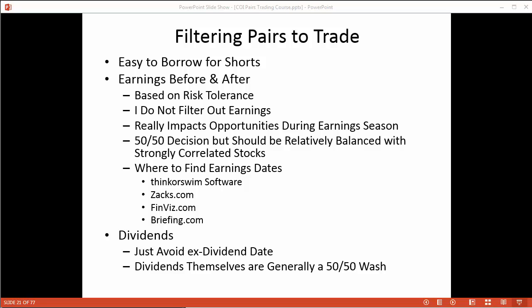So in general, I don't really worry about dividends either. The main thing I do worry about is the ex-dividend date. So I don't want to place a trade on the ex-dividend date. If I'm not in a trade and the ex-dividend date comes up and I have a signal, I'm going to ignore the signal because of that. However, if I'm in a trade and the ex-dividend date is coming up, I'm not going to worry about it. So in the end, it pretty much works out to a 50-50 wash, kind of like the earnings.